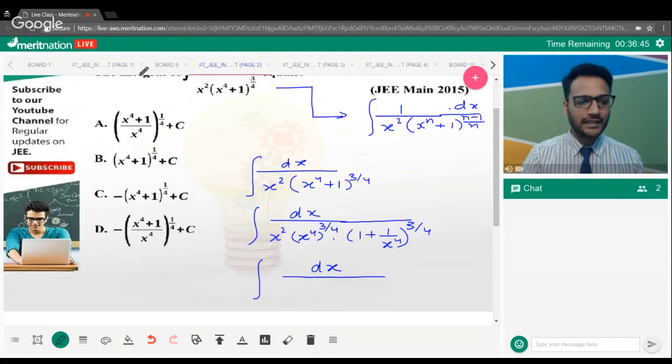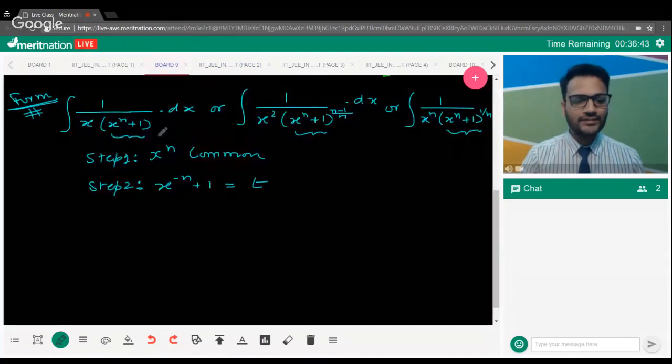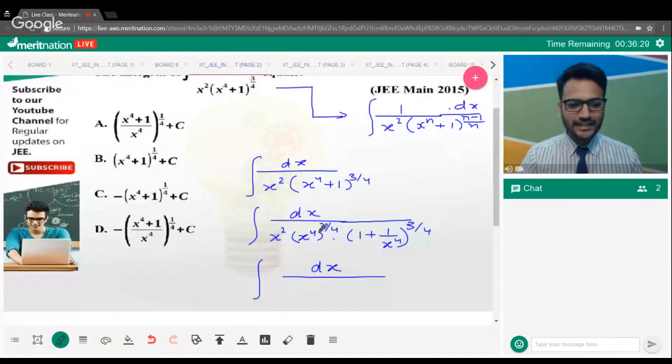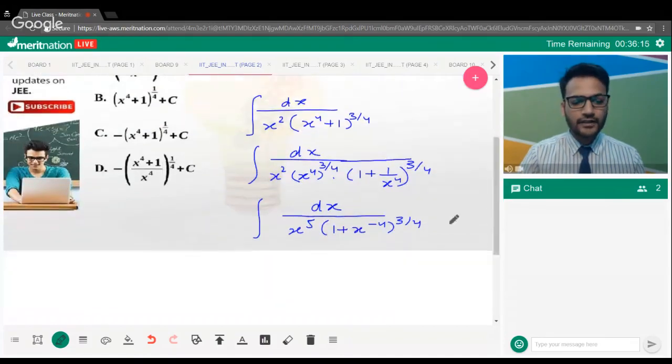Sanjay, I've given the concept. I've already told you that whenever you have such type of integrations, always take x to the power n as common and then put x to the power minus n plus 1 is equal to t. That's it. So over here, this 4 and 4 gets cancelled out. This turns out to be x to the power 2 times x to the power 3, which is x to the power 5. And this can be written as 1 plus x to the power minus 4 whole stuff to the power 3 by 4. So we have generated one of the types of integrations which we have done.